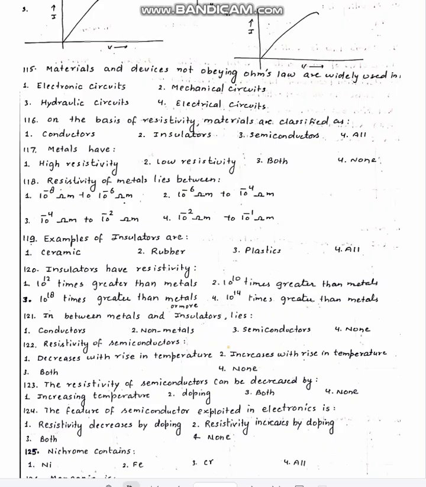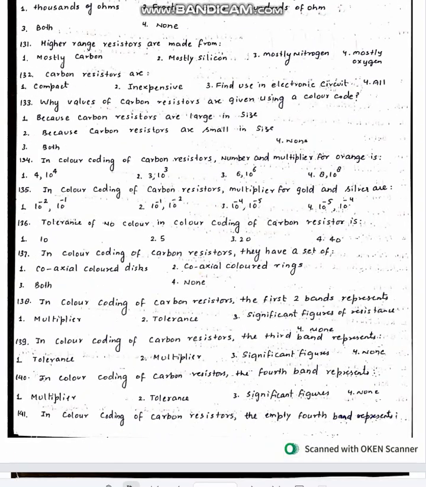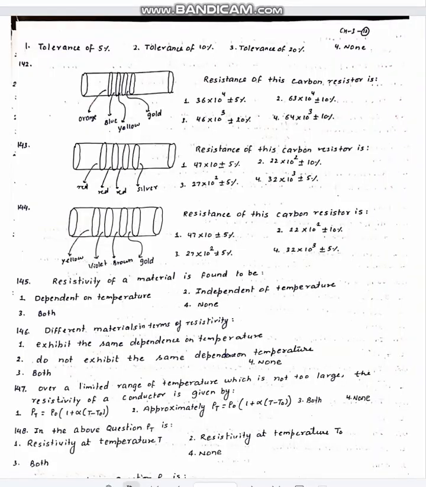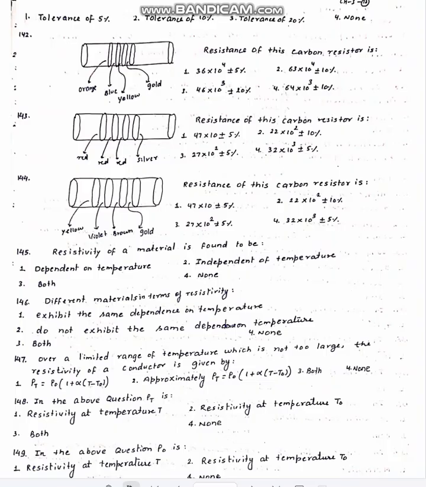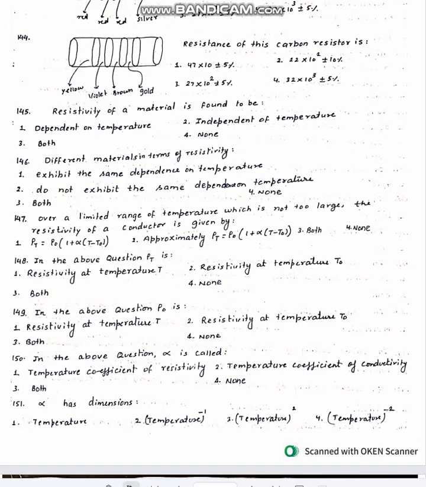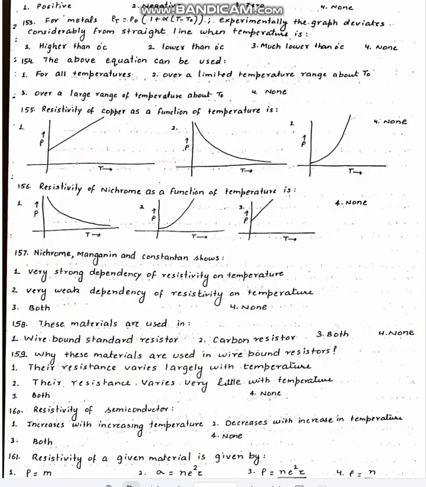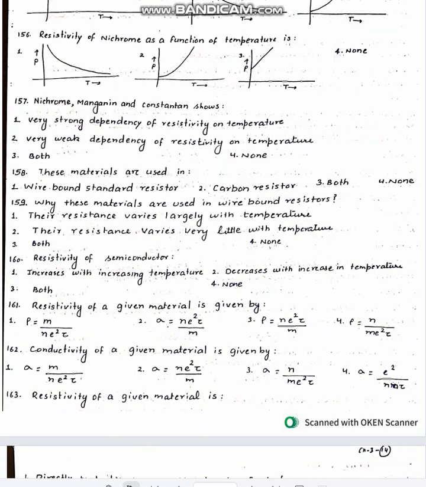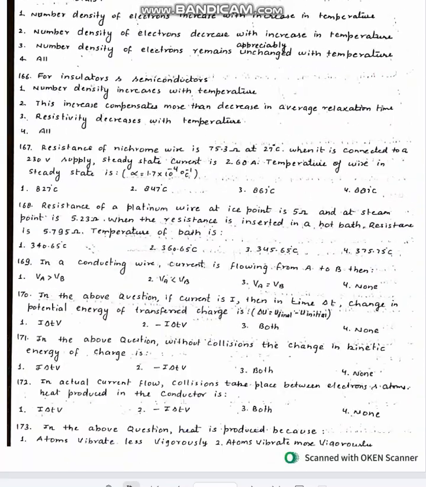Then we have certain questions based on values of resistivity of metals, insulators and non-metals. Then we have certain questions based on carbon resistors, carbon coding. Then we have some numericals based on the color coding of carbon resistors, dependency of resistivity, then variation with temperature. Then we have question on resistivity of copper as a function of time, different questions based on resistivity, conductivity, given material, dependency on various parameters. Then we have some numericals based on calculations of resistance at different temperatures.